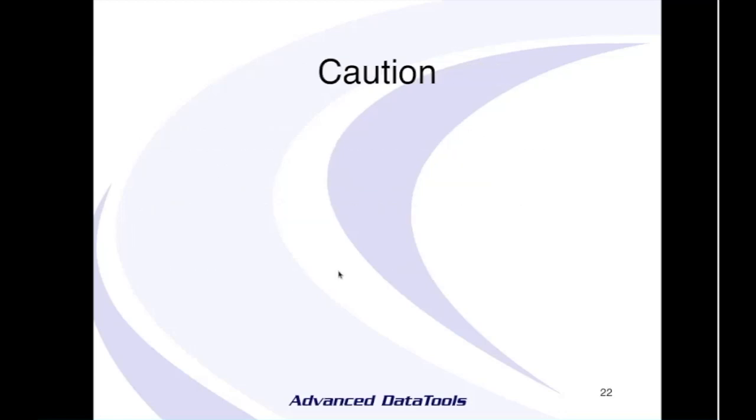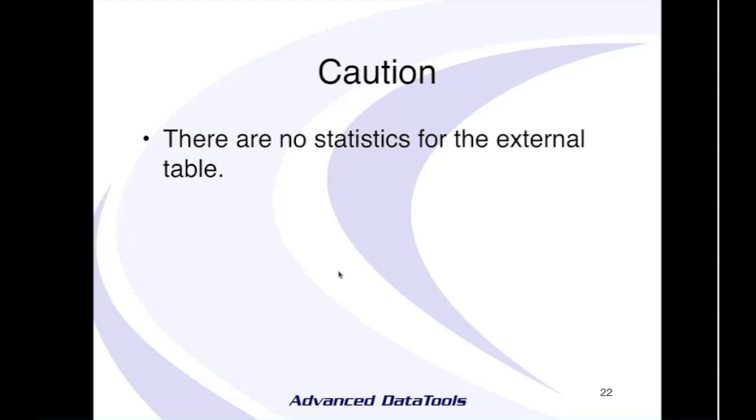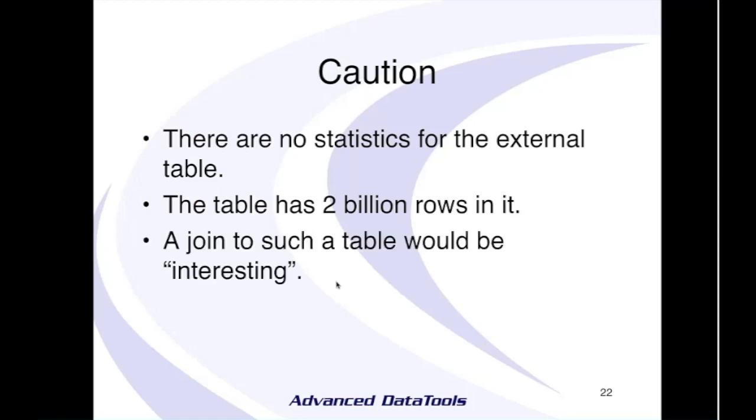But you have to be careful. There are no statistics for an external table. If you go look in systables at the external table, you will see that it has 2 billion rows in it, regardless of how much data is in it. Only because Informix doesn't know, so it gives it max int or max half int, whatever. A join to such a table would be interesting, as in that would be a bad thing. You can do a join to an external table, but it's going to have to read that entire table. So if it's trying to do, and the statistics are bad for it, so who knows what would happen.